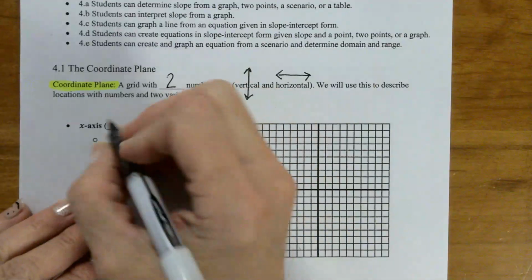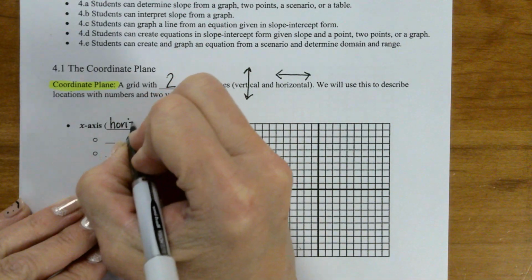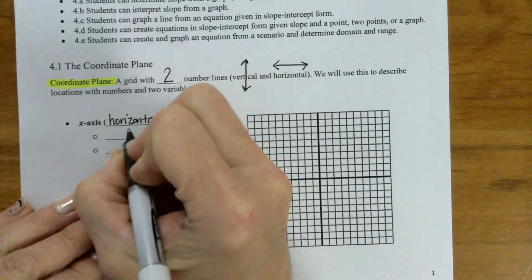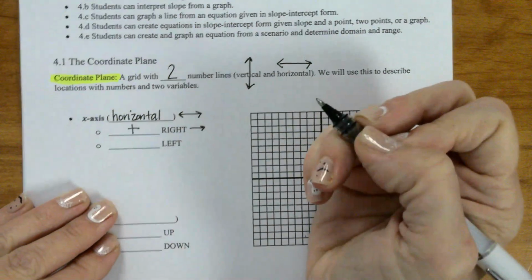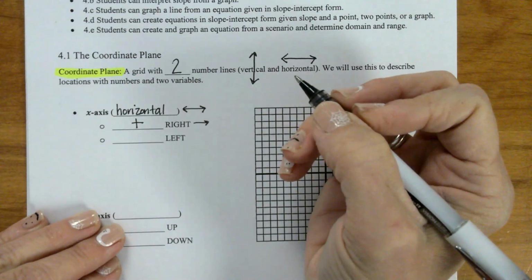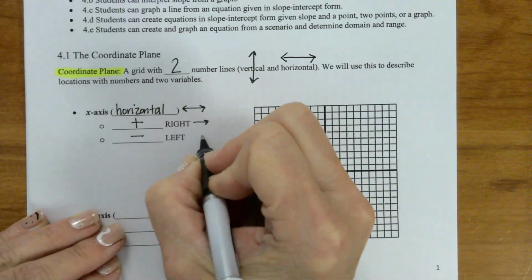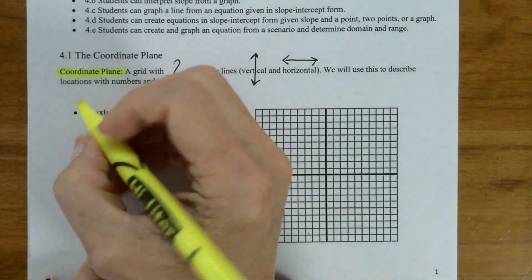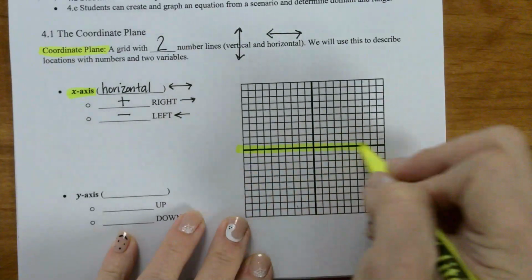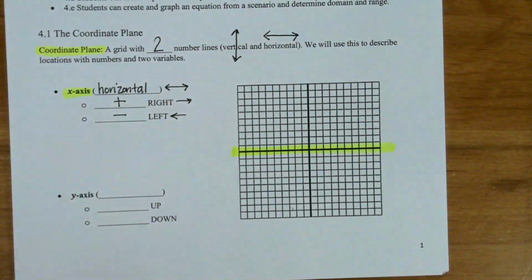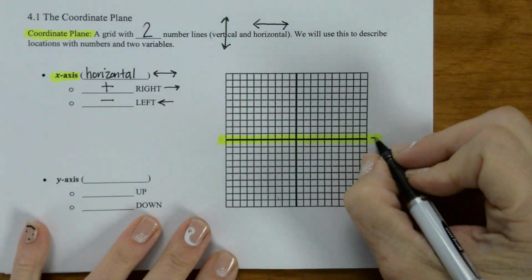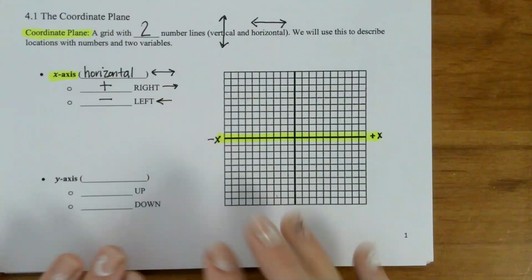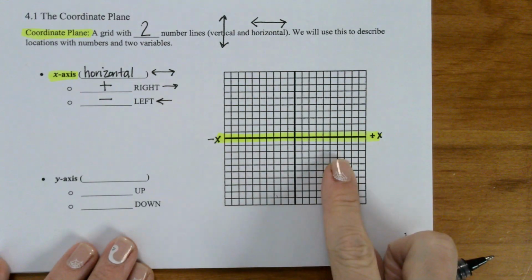Okay, so your x-axis is the one that is horizontal. So it goes this way. Positive numbers are to the right of 0. Negative numbers are to the left of 0. Okay, so here's my x-axis. There are some people who will do this. They'll do plus x here, and they'll do minus x over there, or negative x. You don't have to do that, but you do need to know that that is the x-axis.